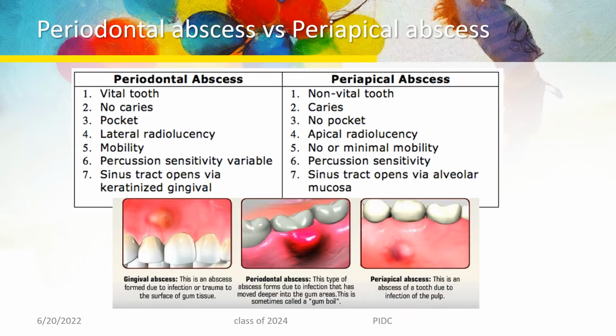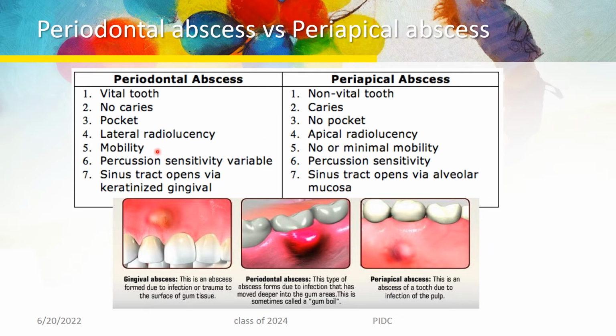So how would you differentiate a periodontal abscess from a periapical abscess? Just remember, the periapical abscess goes with a non-vital tooth, whereas periodontal abscess goes with a vital tooth. In periodontal abscess, the tooth need not have any caries, whereas periapical abscess could have a carious tooth or a non-vital tooth. If you diagnose a periodontal abscess, it has to have some pocket present, because the disease spreads from that area. But in case of periapical abscess, there is no pocket present.